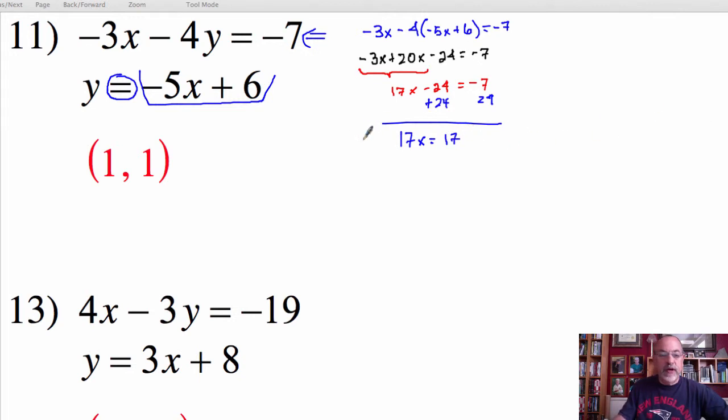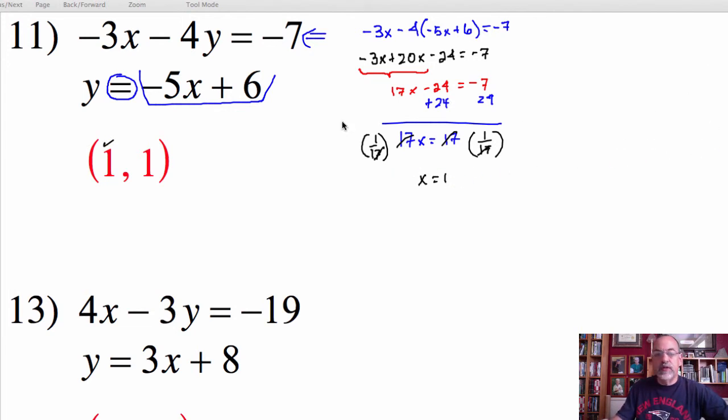I then am going to divide by 17, which means I multiply by the reciprocal of 17. So those 17's reduce, leaving me the number x, and those 17's reduce, leaving me the value of 1. So I know that the x value now is a 1.